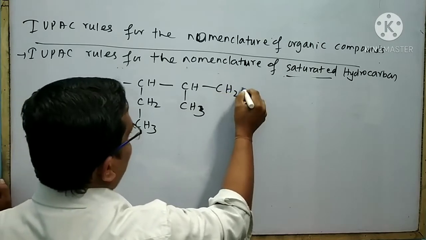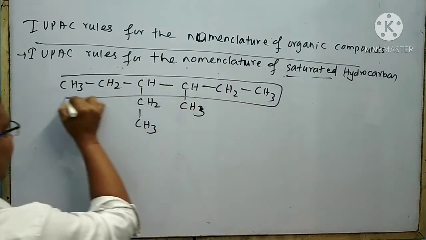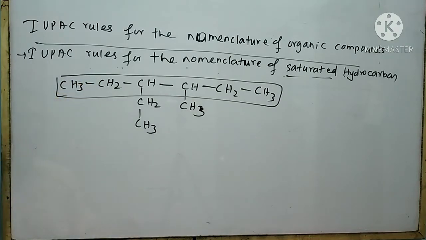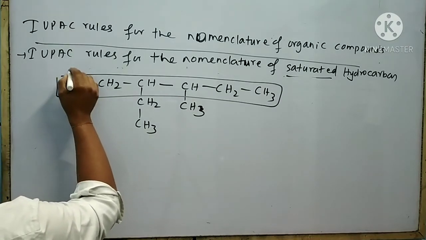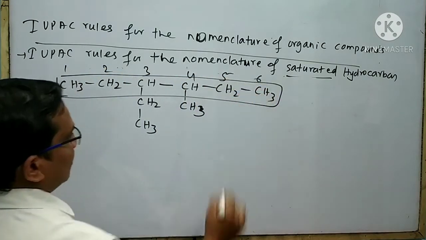Suppose we take another example: CH3 bond CH2 bond CH bond CH2 bond CH3, with a CH bond CH3 bond CH2 bond CH3 substituent. This is your parent chain. Suppose I want to start the numbering from left to right, then I can write like this: 1, 2, 3, 4, 5, 6.